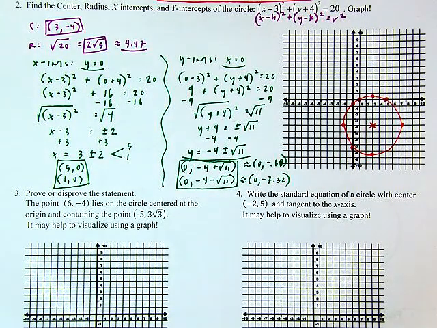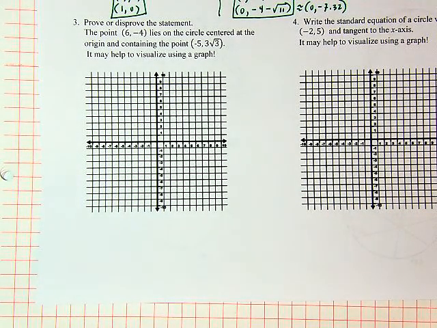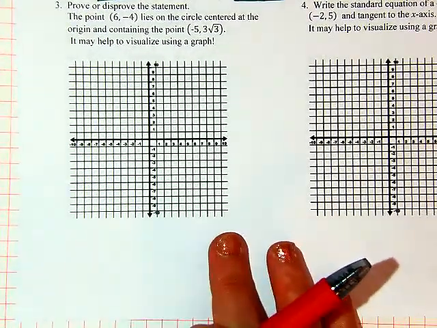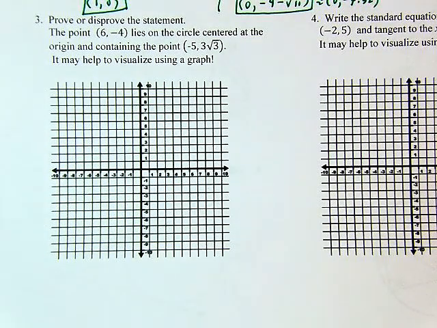There's our beautiful circle. Next up, let me slide it up, and then let me zoom in a little bit tighter so you can see everything on the graph just a little bit more clearly. So prove or disprove the statement. The point 6, -4 lies on the circle centered at the origin and containing the point -5, 3√3. It might help to visualize using a graph. So that's why I gave you a grid, just to help you visualize.